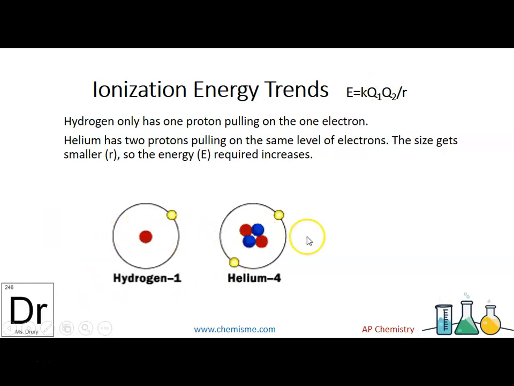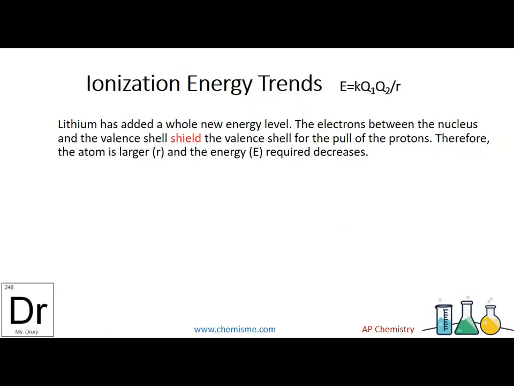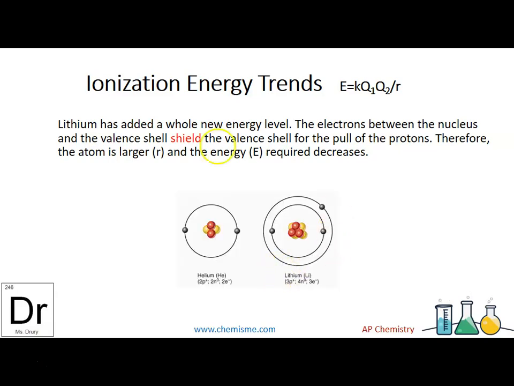Across a period, it makes it harder to remove electrons, because there's more pull, the arrows. And it also makes them smaller, so that means their radius is actually smaller. So lithium has added a whole other level, and let's see how that would wind up working out.